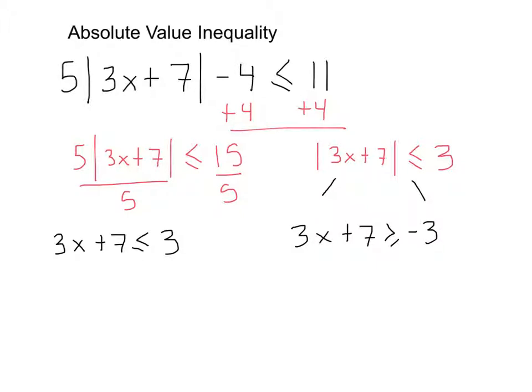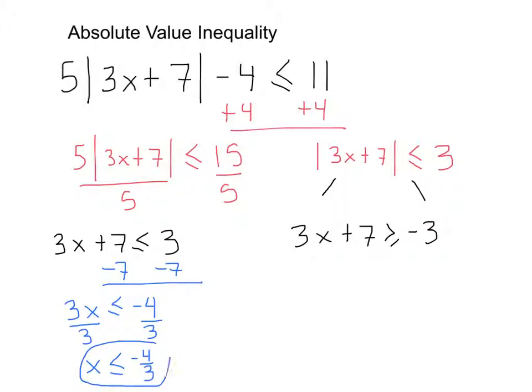And now that I've got it set up properly, all I've got to do is solve each one of these individual inequalities. So I'm going to subtract 7 from both sides, and I have 3x is less than or equal to -4. And then I'll divide by 3 on both sides, and so x is less than or equal to -4 over 3. Now -4 over 3 is a repeating decimal, so I'm going to leave it as a fraction.